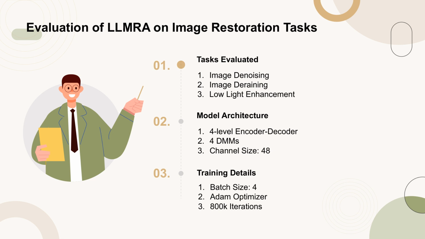The architecture of the DCformer includes a 4-level encoder-decoder with varying numbers of transformer blocks at each level. The model employs 4 DMMs and has a channel size of 48. It was trained with a batch size of 4 using the Adam optimizer for 800,000 iterations.